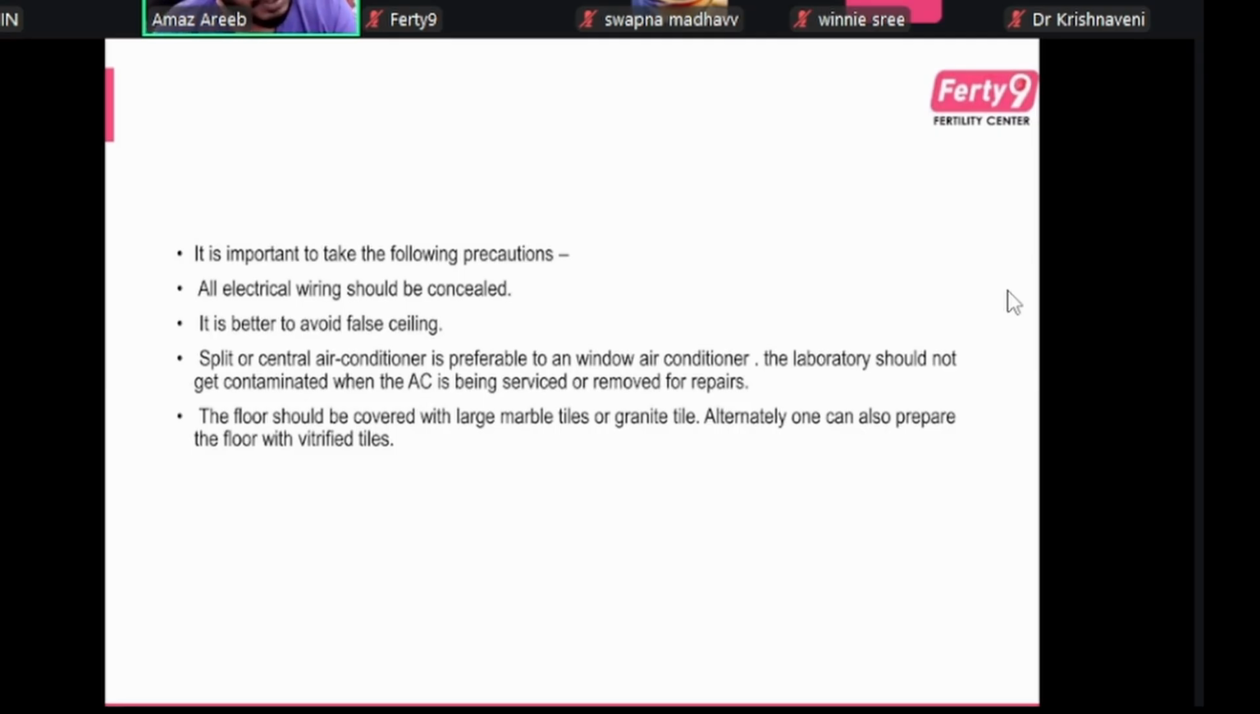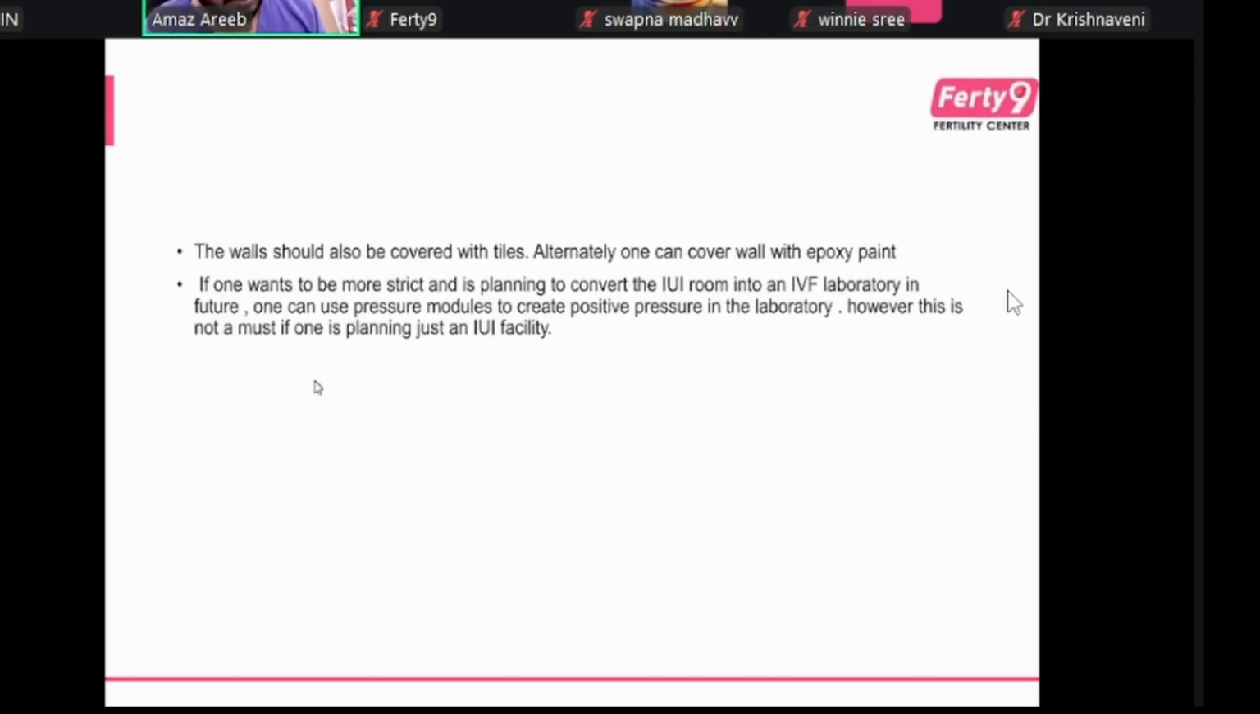The floor should be covered with large marble tiles instead of small ones, because the grooves between the tiles are known to collect dust and microbes. While cleaning, we will miss those. So it is better to have a large tile or a granite tile. Alternatively, you can have vitrified tile, or if you're not going for that either, you can have a vinyl poly sheet that is easy to clean and easy to maintain as well.